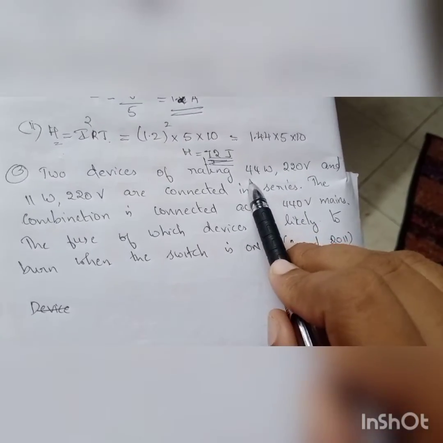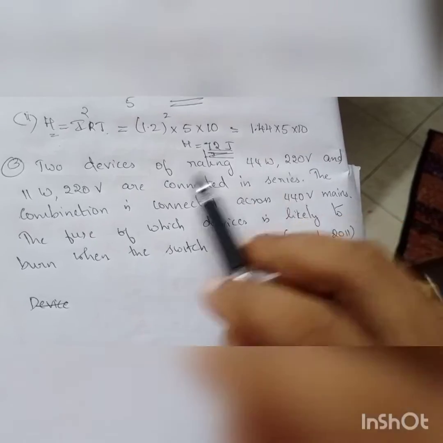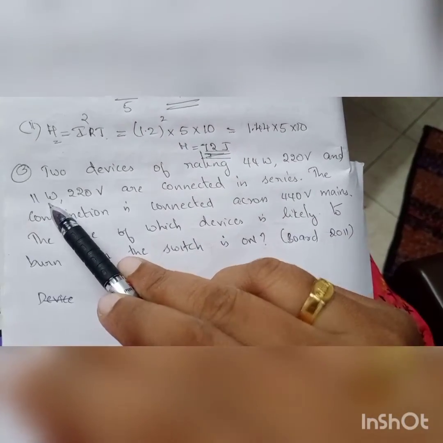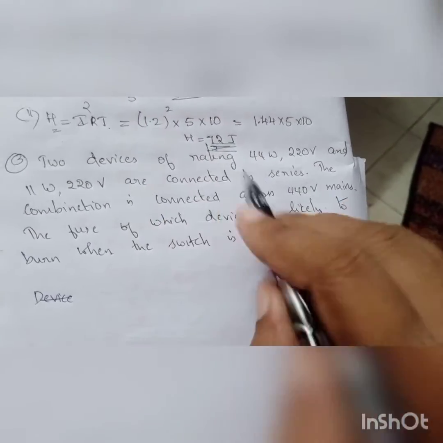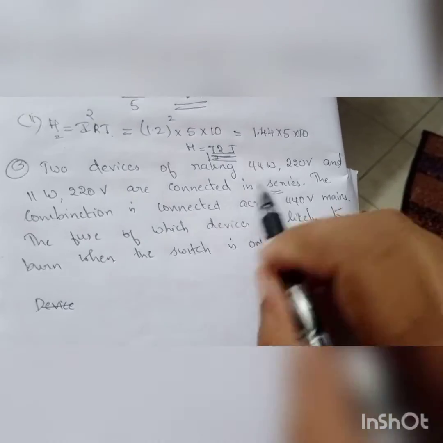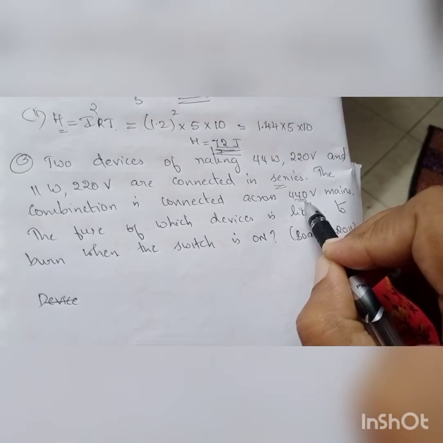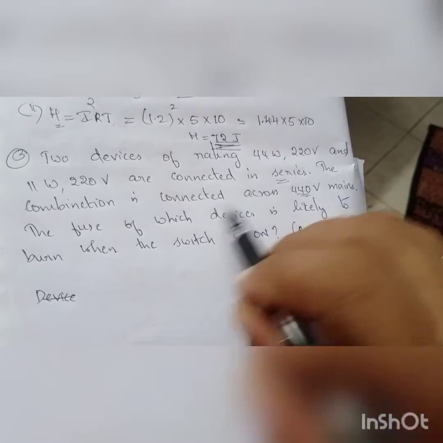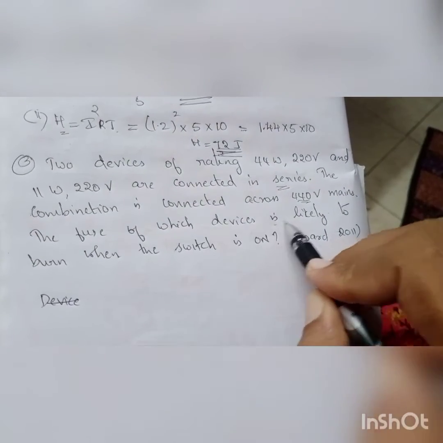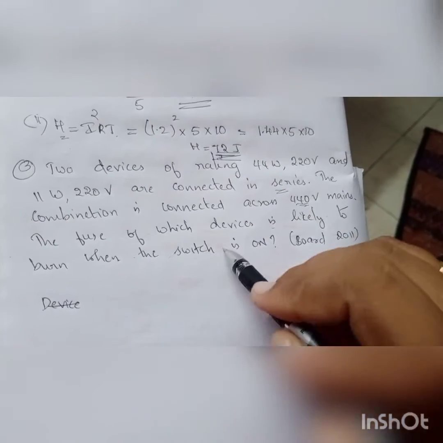One, the rating of the first device is 44 watt and 220 volt, and the rating of the second device is 11 watt and 220 volt, and they have said that they are both connected in series. The combination is connected across 440 volt mains. The fuse of which device is likely to burn when the switch is on?